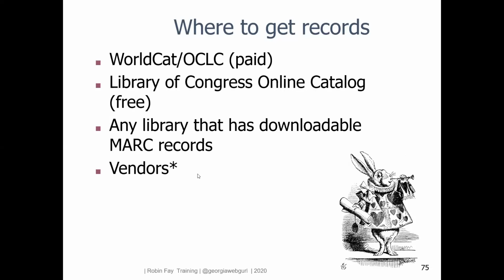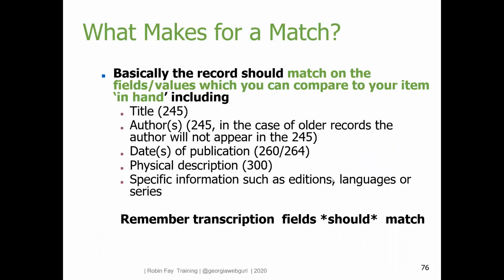So if you don't have paid access to get records, then where can you get records from? You can get records from the Library of Congress online catalog. You may be able to get a record from any library that has a downloadable record. And of course, vendors will often send us records, so you can get records in that way.